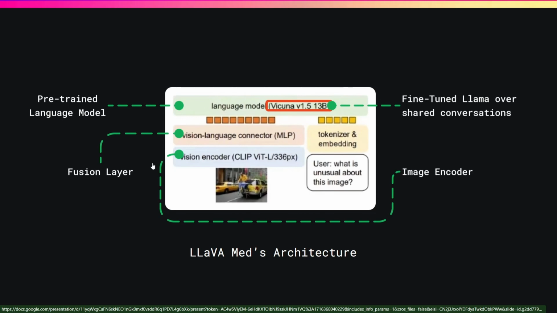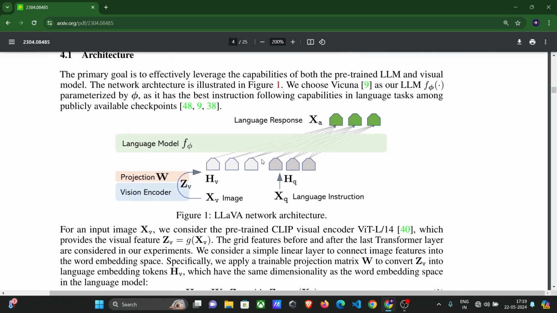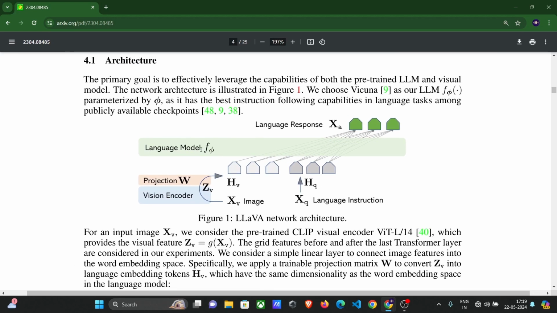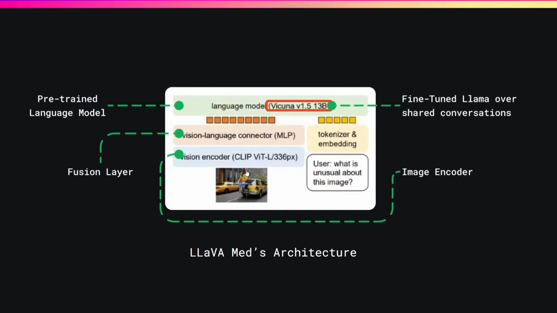Now let me explain what I mean by the fusion layer here. As you can see, this is the paper of Lava that was given by Microsoft Research. This vision encoder is used to map an image, that image vector, into a feature that is in the text space, and then Vicuna is used to generate text output based on the user text input and image input.